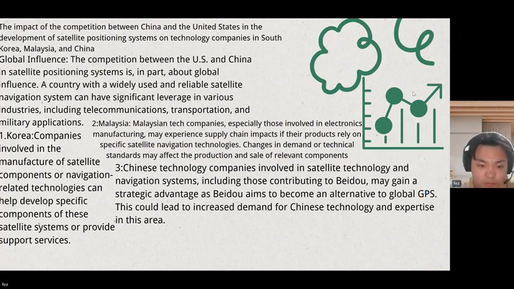For the last one, China. Chinese technology companies involved in satellite technology and navigation systems, including those contributing to Beidou, may gain strategic advantages as Beidou aims to become an alternative to global GPS. This could lead to increased demand for Chinese technology and expertise in this area.